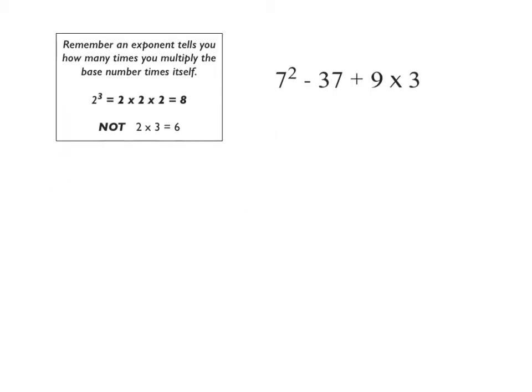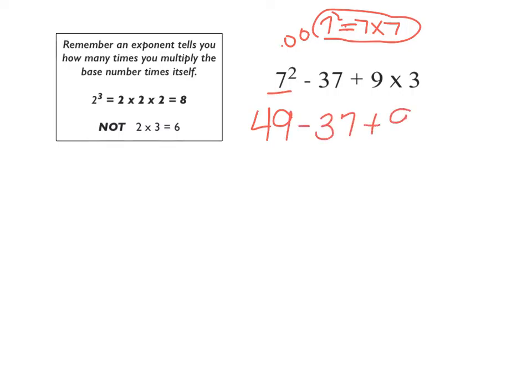Okay, so this one doesn't have parentheses, but has an exponent. And let's remember what the exponent tells us. It tells us how many times you multiply the base number times itself. So 7 times 7, if I were to do a little speech bubble for myself, right? 7 to the second power is 7 times 7. Or, I'm going to do that first, it would be 49. And then I would bring down everything else. Minus 37 plus 9 times 3.